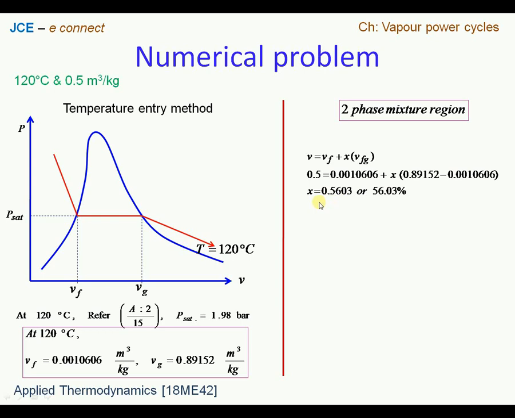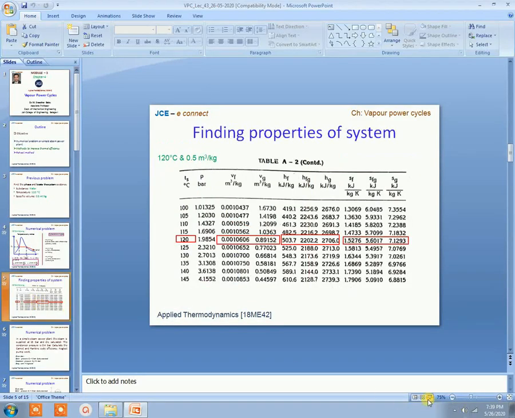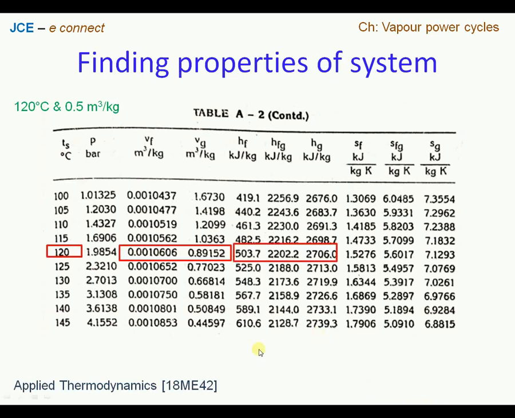Now, after knowing the dryness fraction, one can find out the enthalpy also inside the dome. Therefore we have the same equation, H is equal to Hf plus X into Hfg. Now Hf value and Hfg value are directly given to us in the table. One can refer to the table as shown here. So we have here Hf value along this column, that is 503.7, and here we have Hfg value directly given to us, that is 2202.2 kilojoule per kg.